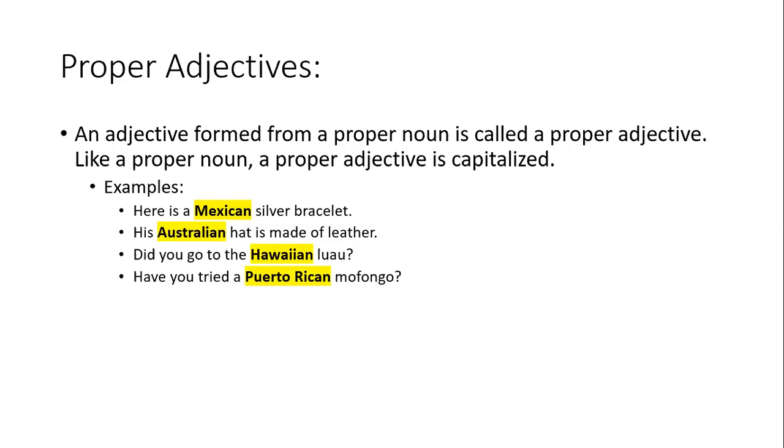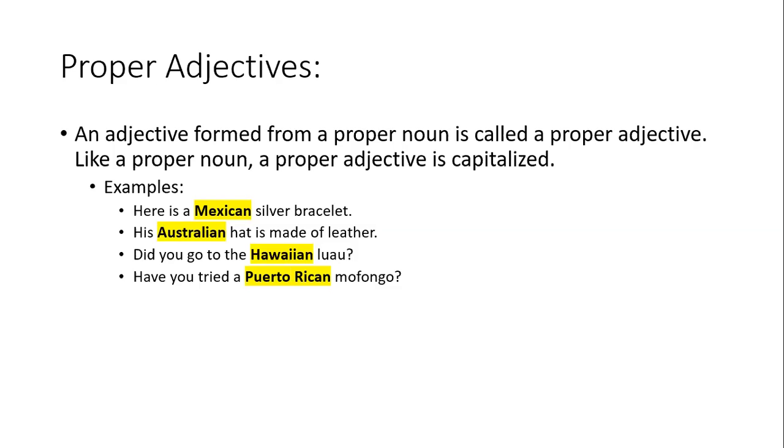Did you go to the Hawaiian luau? Hawaiian, right? A specific luau, a Hawaiian luau, a luau from Hawaii. So we capitalize the H. And the spelling changes a little bit, right? From Hawaii, it changes to Hawaiian. From Australia, it changes to Australian. From Mexico, it changes to Mexican.